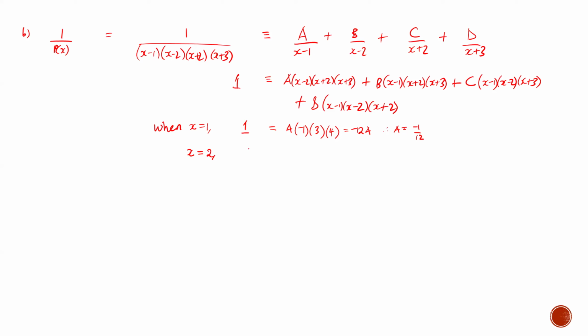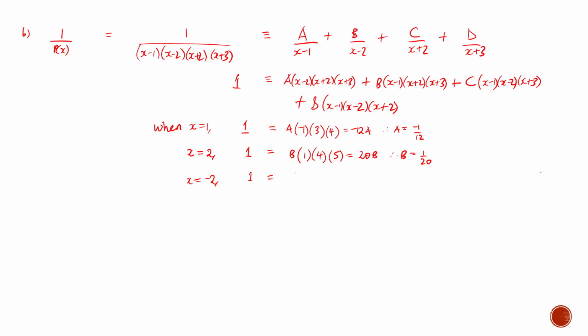So when x is 2, still on the left-hand side, you'll have a 1. On the right-hand side, you'll have the term with b alone, because everywhere there's an x minus 2 is going to vanish to 0. You have 2 minus 1, which is 1, 2 plus 2, which is 4, and then 2 plus 3, which is 5. So this is equal to 20b, and therefore b is equal to 1 over 20. The next is 3. Sorry, not 3. We keep on substituting values of x that are going to be useful to us. So instead of 3, we're going to do negative 2.